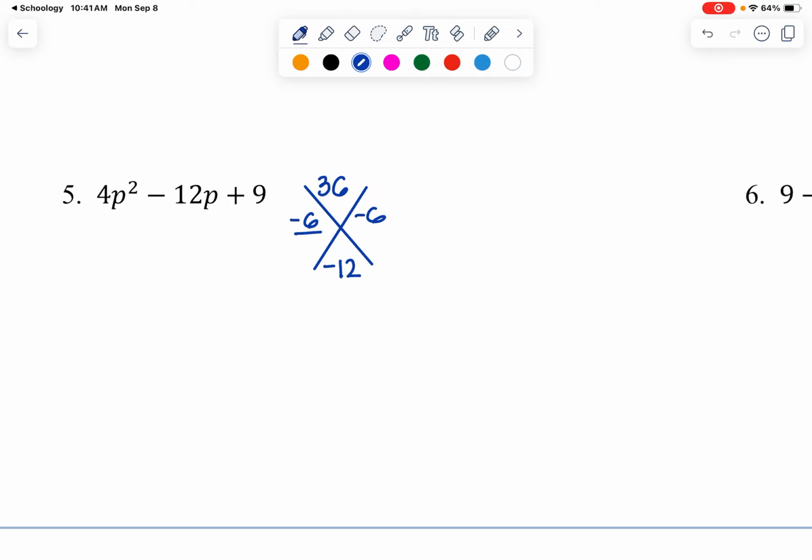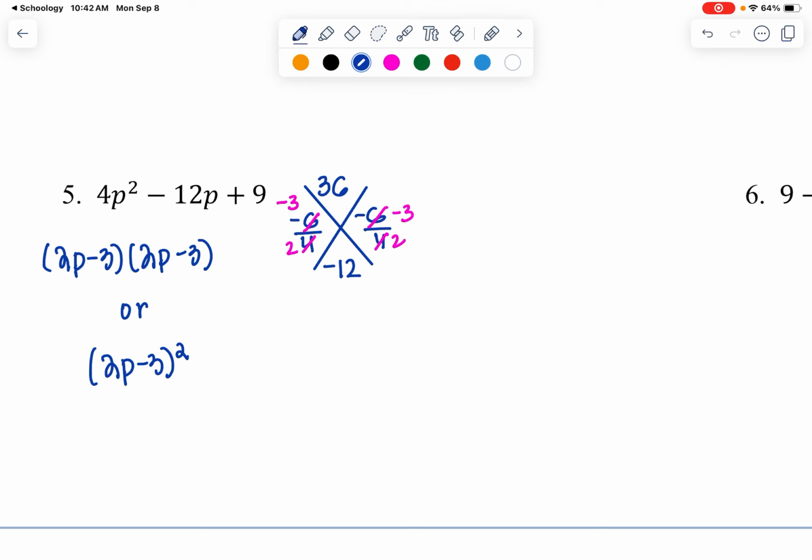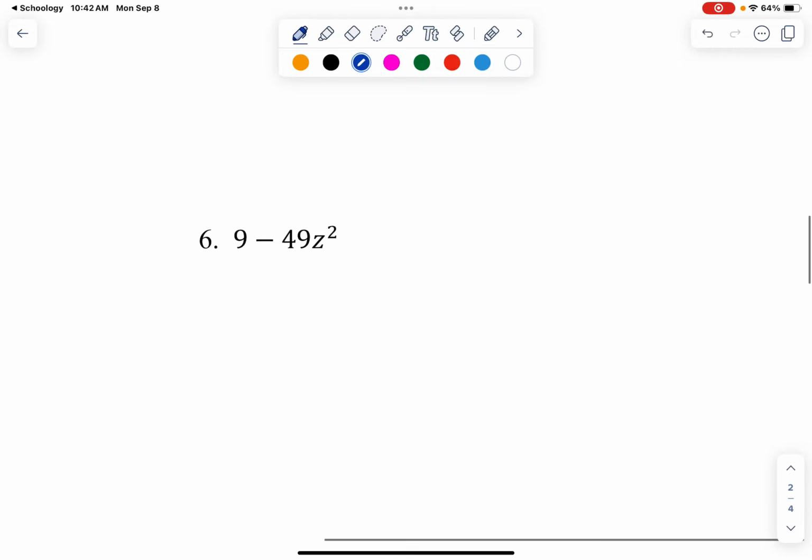And then divide by your lead coefficient of 4. Okay, fractions are simplifiable. 2 goes into here twice, 2 goes into here -3 times, and then same thing over here. So I have 2p minus 3 times 2p minus 3, or 2p minus 3 squared. I don't like that it's in pink, sorry. 2p minus 3 times 2p minus 3, or 2p minus 3 quantity squared. Either one's fine.